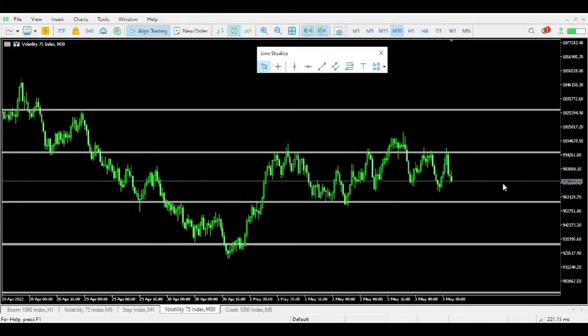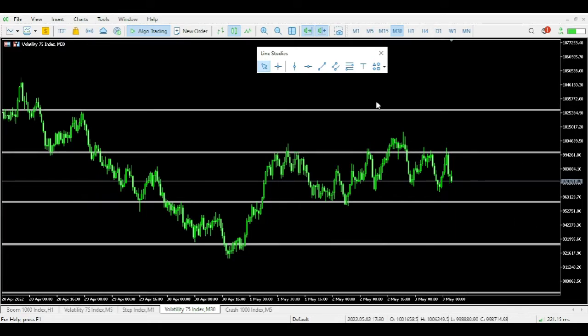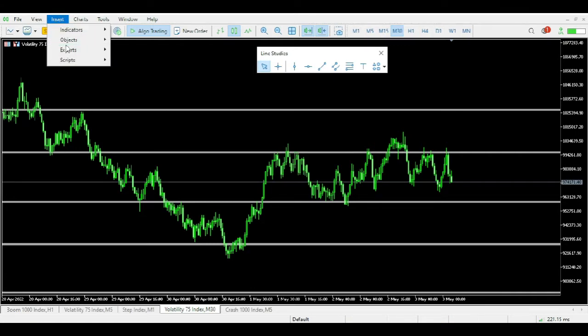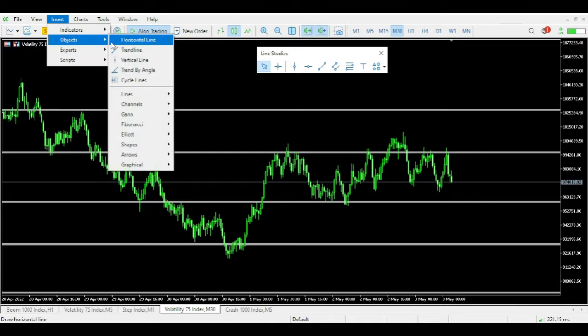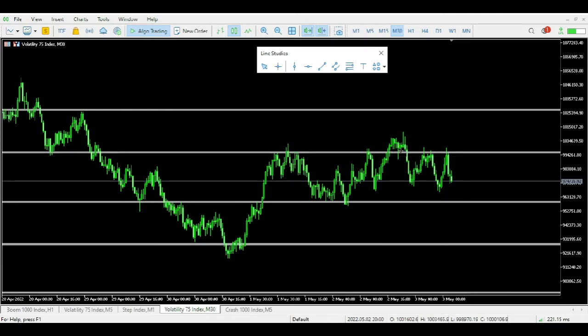So if you watched yesterday's video on VIX, this is the situation that we have. VIX volatility 75 index, the synthetic index, ended up breaking through our zone as I showed you yesterday, and it basically danced around this area.